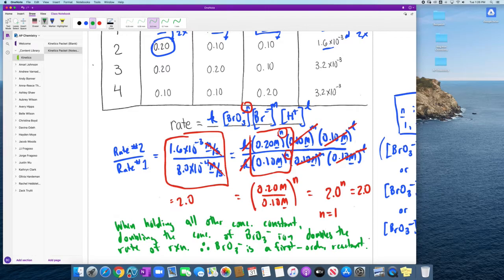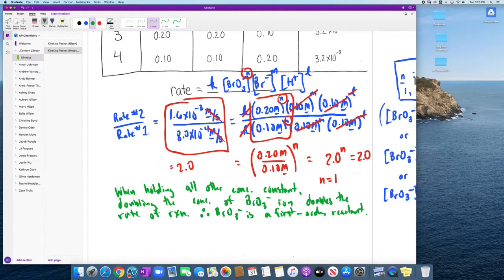Okay? And that's sufficient justification. But you do have to state very clearly everything that you mean. It might be even important to mention, comparing reactions 1 and 2, but when holding all other concentrations constant, that's important.